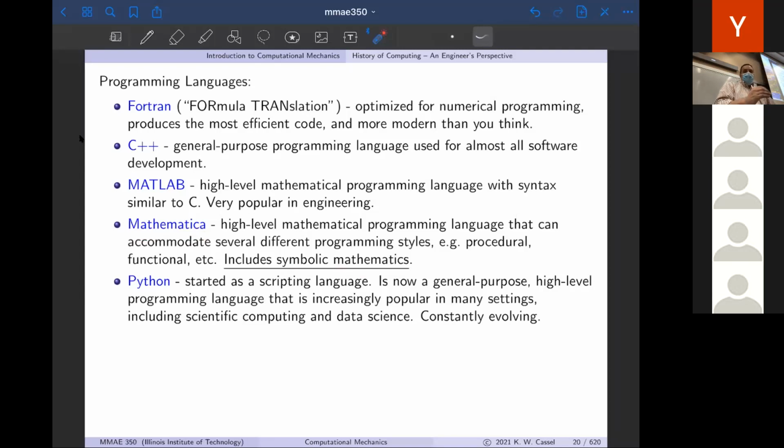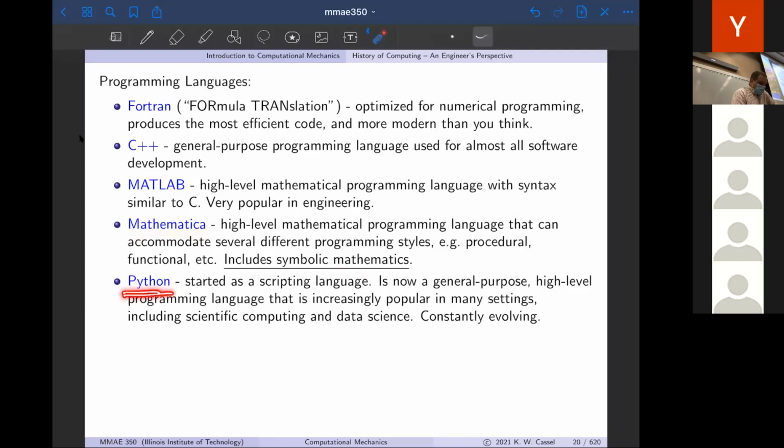Which if you think about that, is a pretty amazing feat of computer programming, to be able to do symbolic mathematics like that. That's where it started in the 1980s. Again, like MATLAB, it has evolved significantly from there, and it now does a whole lot of other things. But that's Mathematica, a high-level mathematical programming language.